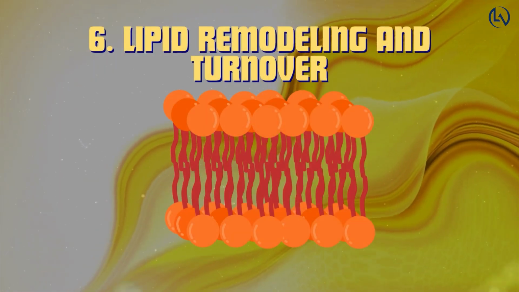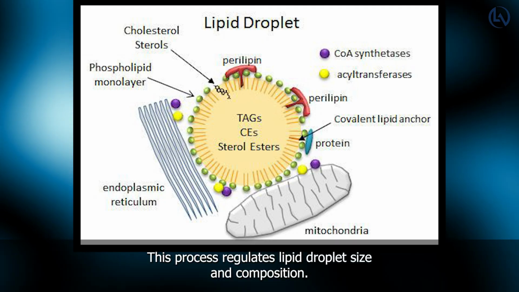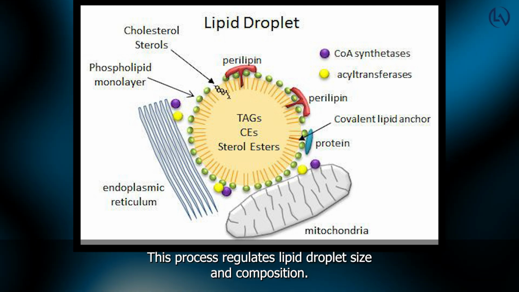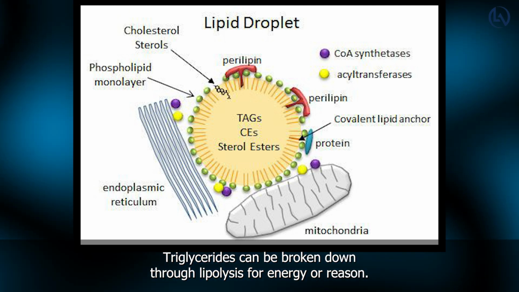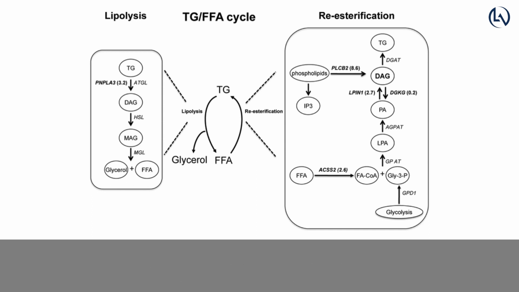Lipid remodeling and turnover. Lipid storage is dynamic, involving continuous remodeling of triglycerides within adipocytes. This process regulates lipid droplet size and composition. Triglycerides can be broken down through lipolysis for energy or resynthesized through lipogenesis for storage.